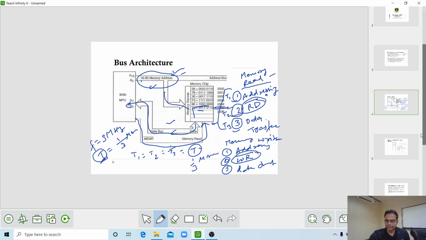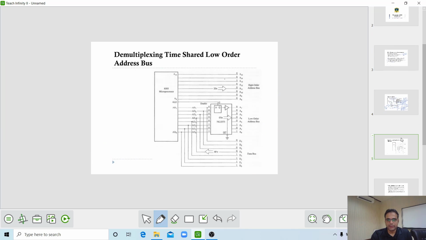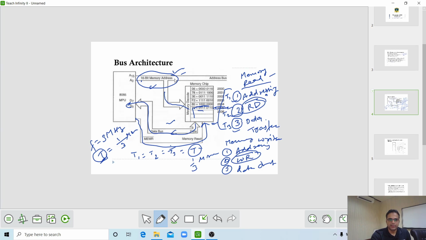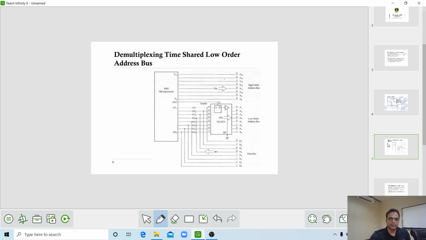Coming next to another important point: the address lines which we have used here are 16-bit address lines. There are two parts of these 16-bit address lines, the 8-bit lower address lines and the 8-bit upper address lines. The lower address lines are time shared, or we can say they have a dual role of addressing and data both.